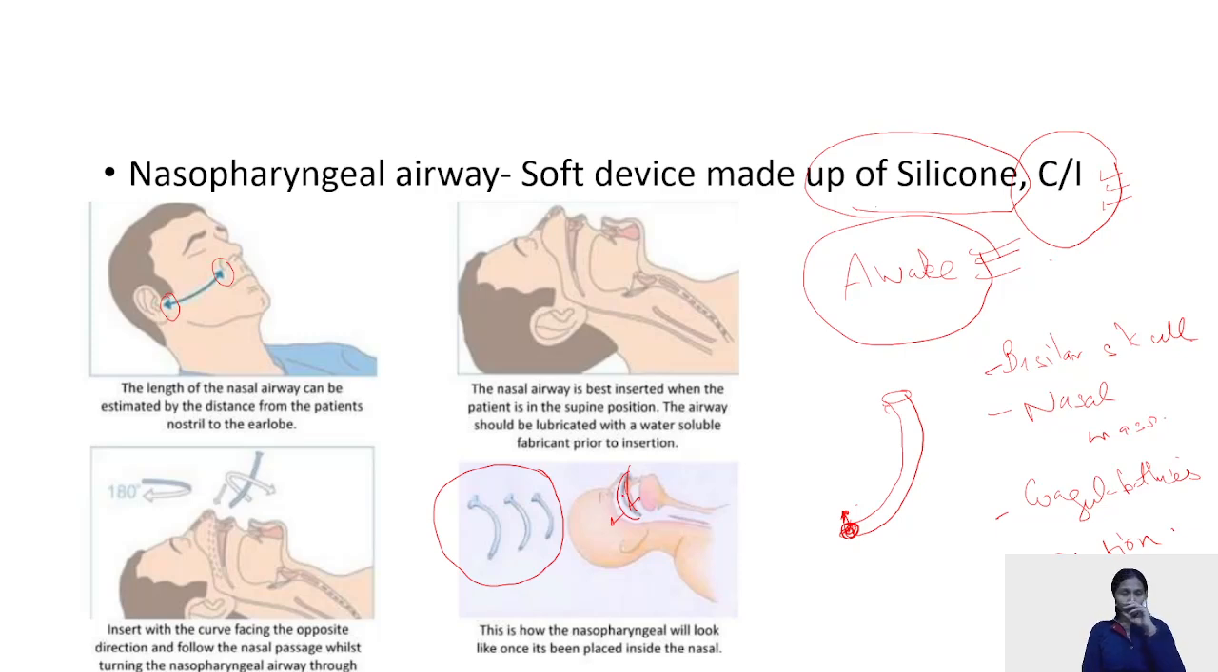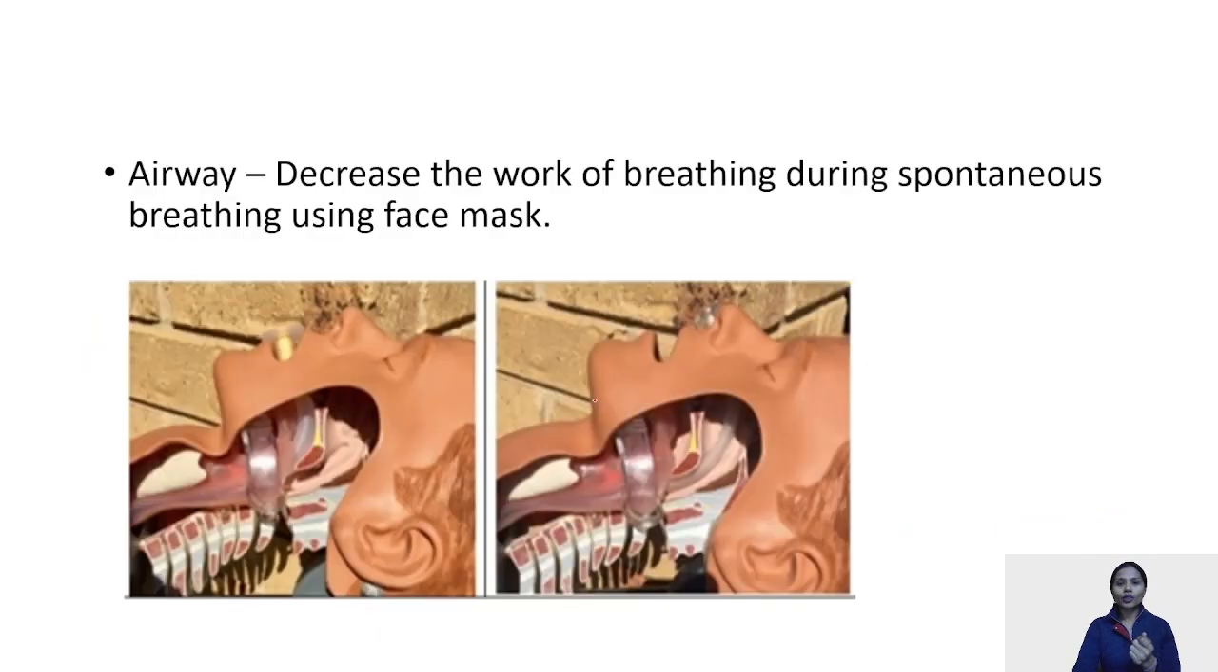I repeat, the maneuver of using it: keep the bevel towards the nasal septum, introduce the nasopharyngeal airway. When you find resistance, rotate the nasopharyngeal airway by 180 degrees such that it is now going to get inserted between the tongue and the posterior pharyngeal wall. This is your nasopharyngeal airway.